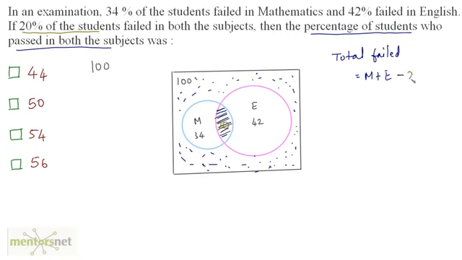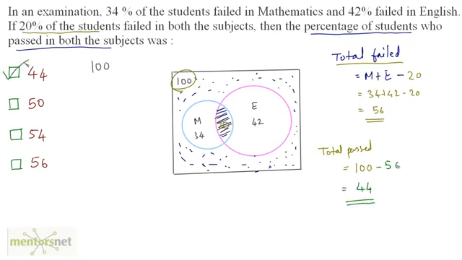So m plus e minus 20. So this is equal to 34 plus 42 minus 20. So the total number of students who failed is equal to 56 students. Now we have been asked the percentage of students who passed in both the subjects, which means that we'll have to subtract the total failed from the complete number of students. Total passed, or the students who passed in both the subjects, is equal to the complete number of students, 100, minus the total failed, which is 56. So it is equal to 44. So our answer is option A.